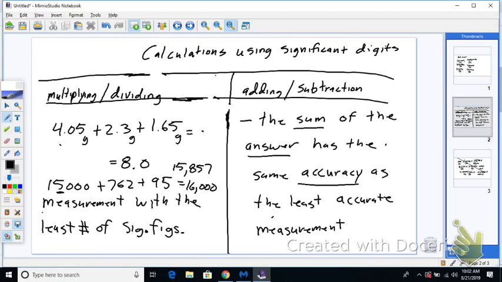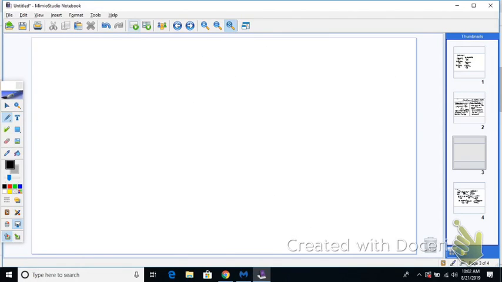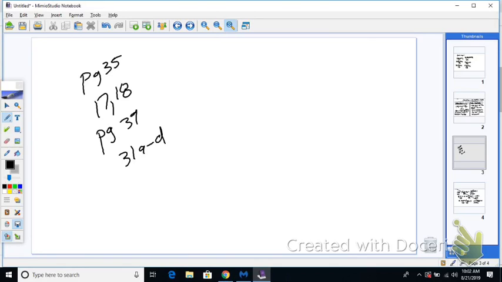Okay, so your assignment is page 35, and it's 17 and 18, and it's also page 39, 31A through D, and 33. And this is in your book. So page 35, 17 and 18, and then page 39, 31A through D.